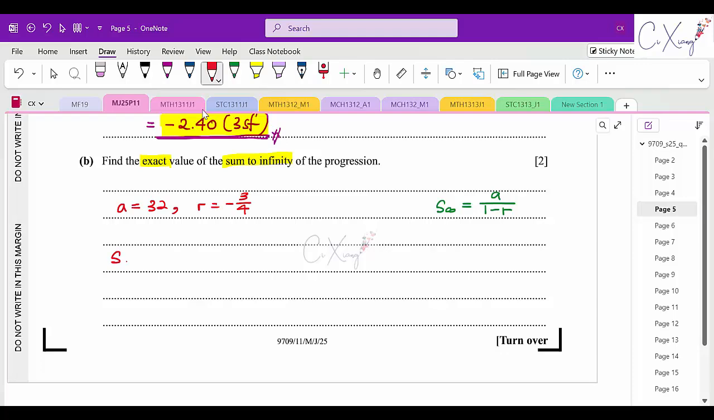To find the sum to infinity is very straightforward. a is 32 divided by 1 minus r, which is negative 3 over 4. Very easily, you'll get the answer 128 over 7. Please don't change it to 3 significant figures, because in this question they mentioned that they want the exact value. So you have to keep it in fraction form like this. So this is how we solve the question.